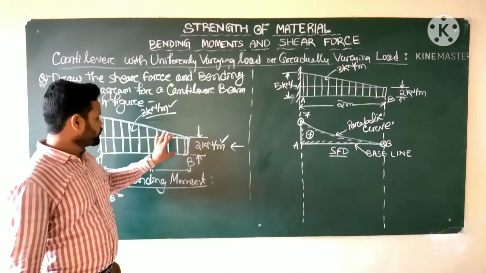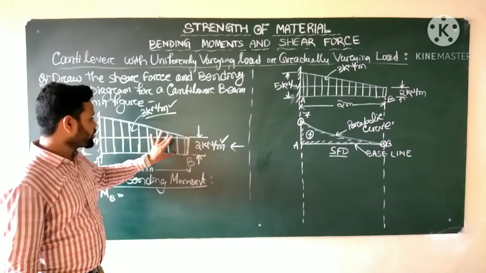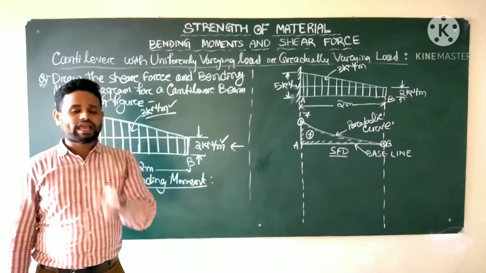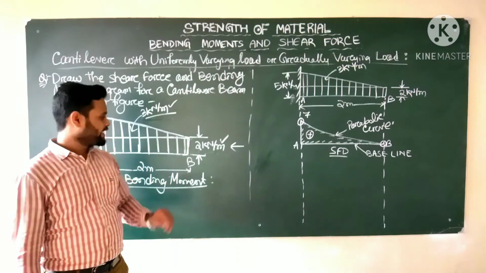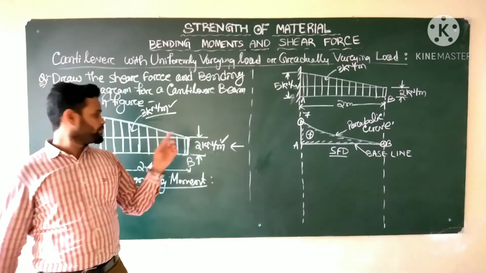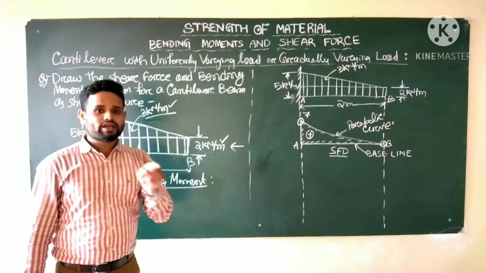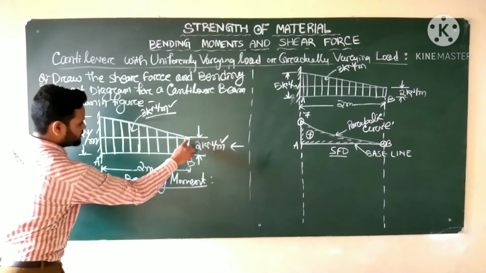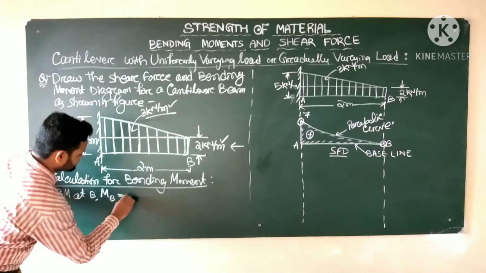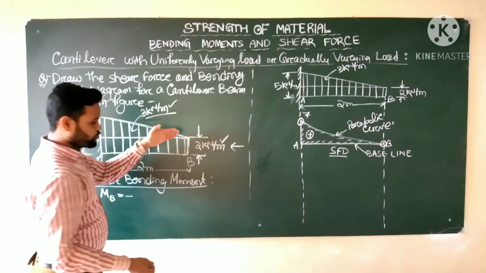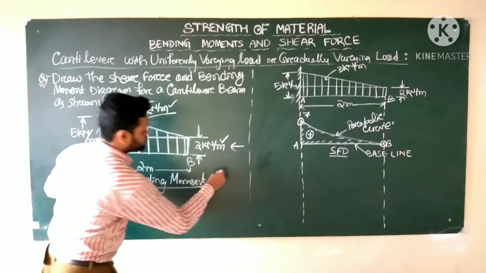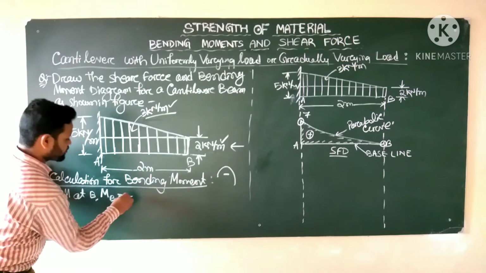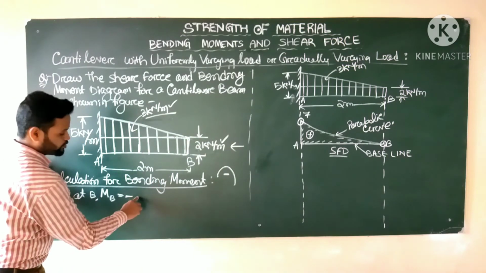Here you will see at point B, UDL is there and UVL is there. So for UDL, the bending moment formula is minus W into X by 2. Previously we have studied. And for uniformly varying load, the bending moment formula is minus W X cube by 6L. For UDL, the load is applied downward, so the beam bends like this. That means negative bending moment. So negative for UDL, that is minus W into X by 2.